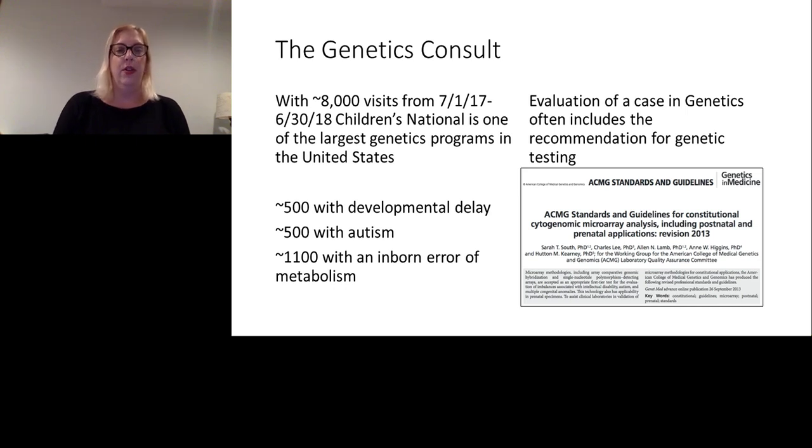Children's National is one of the largest clinical genetics programs in the United States. Last academic year, approximately 8,000 individuals were seen in the genetics clinic. The individuals evaluated in clinic are a very diverse group. Of the 8,000, approximately 500 were noted to have developmental delay, another 500 were noted to have autism, and a little over 1,000 were seen because of an inborn error of metabolism. And as we're all aware, the evaluation of a case in the genetics clinic often includes a recommendation for genetic testing.